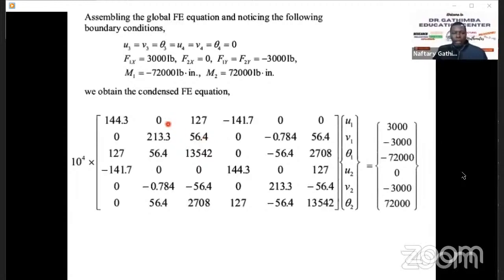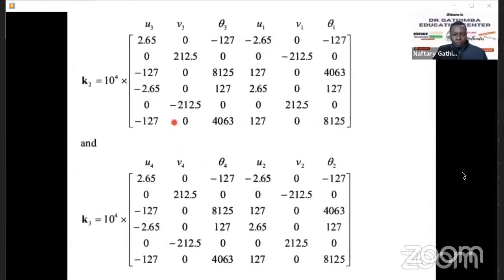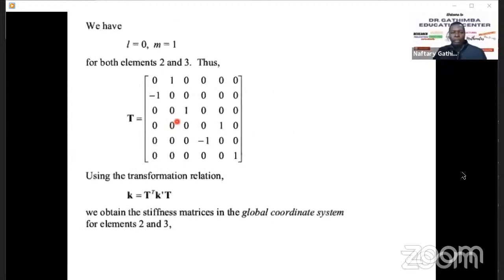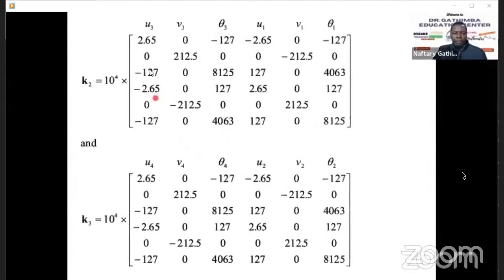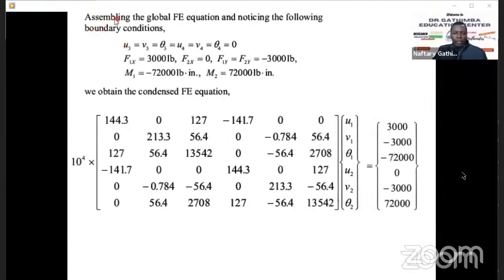And then, of course, for element 1, the local coordinate system is the same as the global coordinate system. So K in the local coordinate system is the same as K in the global. So the next stage is to assemble, right? Again, here we have jumped that step, because once you assemble, you're going to have 4 nodes times 3, so it will be 12 by 12.